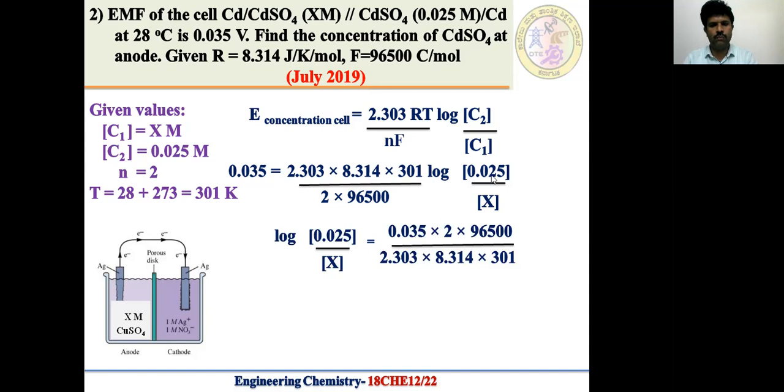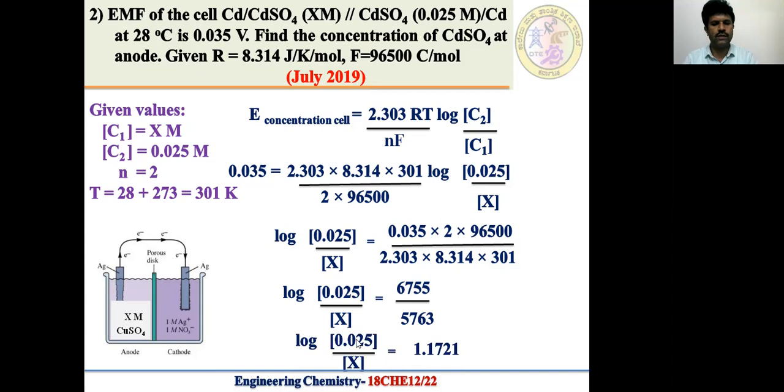So log 0.025 divided by X, I will keep this term, is equal to 0.035 into 2 into 96,500 divided by 2.303 into 8.314 into 301. So log 0.025 divided by X is equal to 6,755 divided by 5,763. So log 0.025 divided by X is equal to 1.1721.